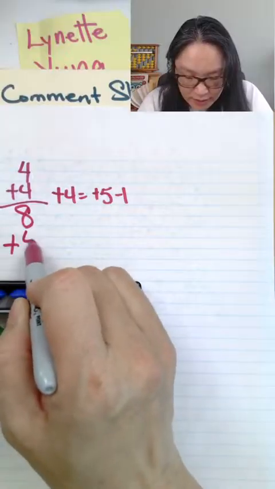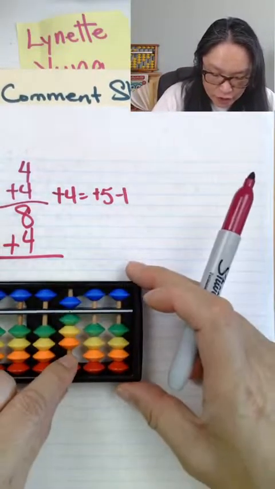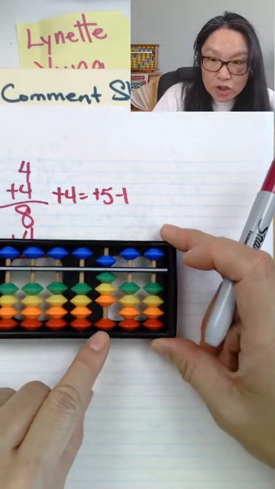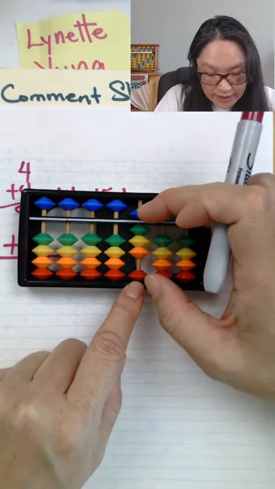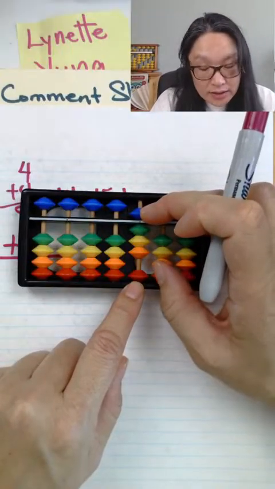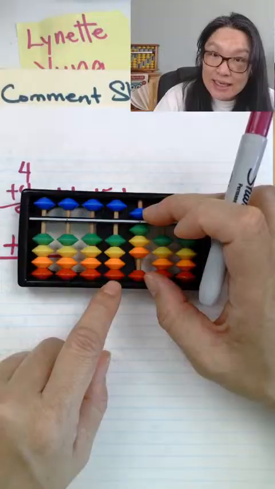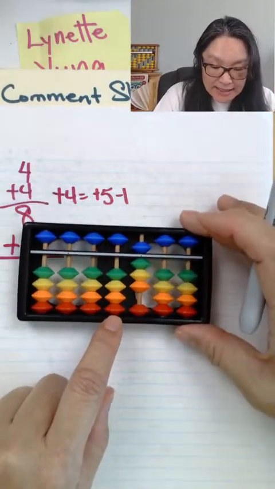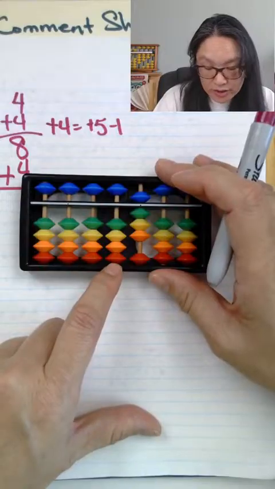So let's do another 4. My question is 8 plus 4. Do I have enough beads to plus the 4? No, I don't have enough beads to plus the 4. What's another way? Well, the other way is plus the 5, but I'm already using it, so I can't do that. So what's another way? Now we're going to do making a 10. Now the concept of making a 10 will come into effect.